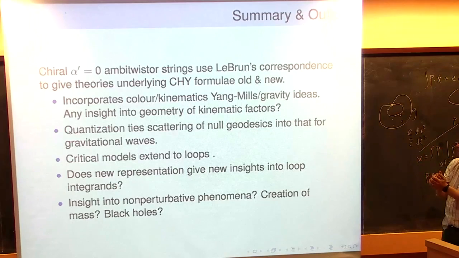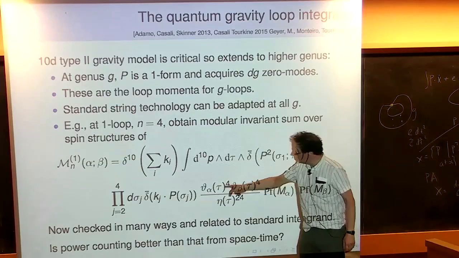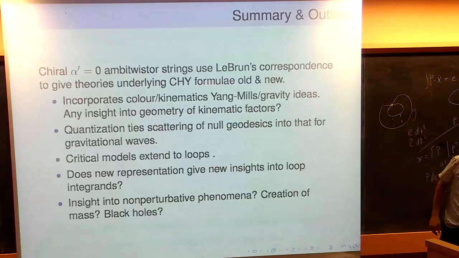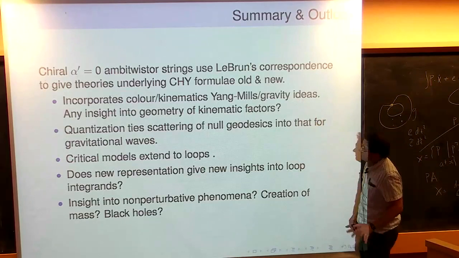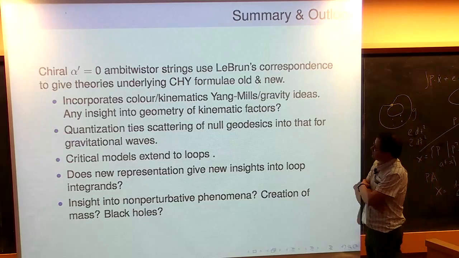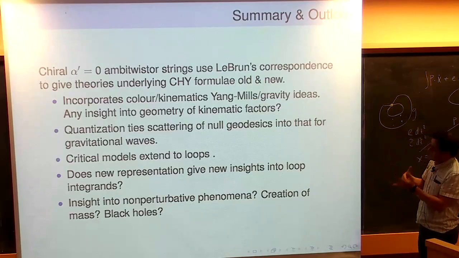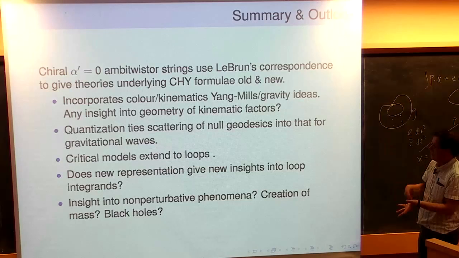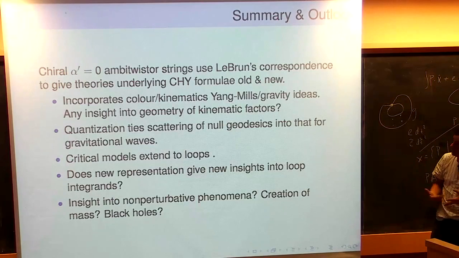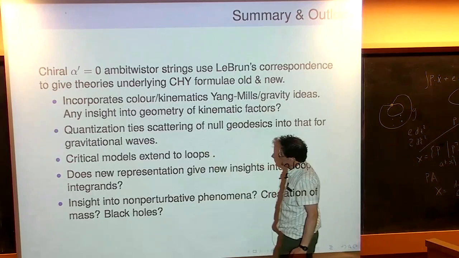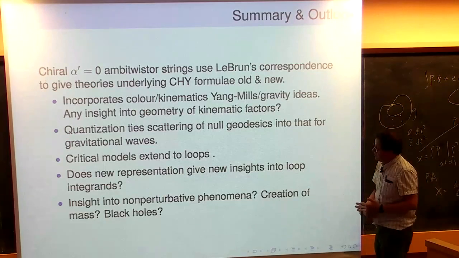And, of course, when you go back to that picture there, you see that you've got all sorts of stuff which is not necessarily factorizing so well. Anyway, whether this could feed back into the color kinematic story and the program for calculating amplitudes, I don't know. So the quantization ties scattering of null geodesics into that for gravitational waves. I find that quite striking, and then that in turn feeds into these insights from null infinity, from the action of the BMS group, and so on. And at least for the critical models, these extend to give loop amplitudes. And so, there's still some hope that they'll give some new insights into loop integrands.